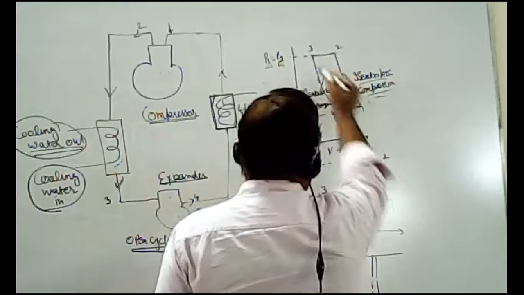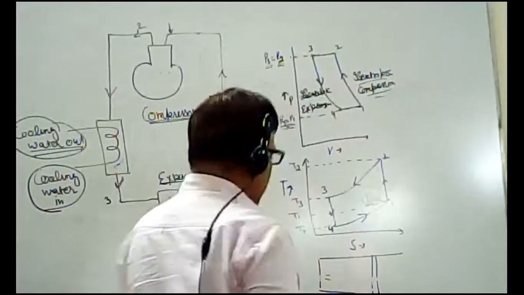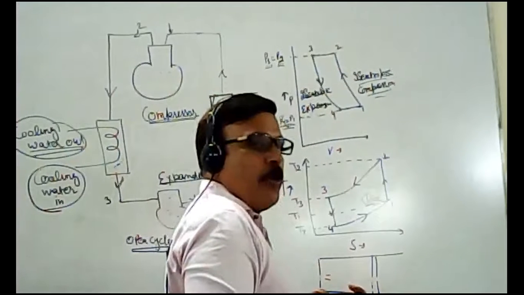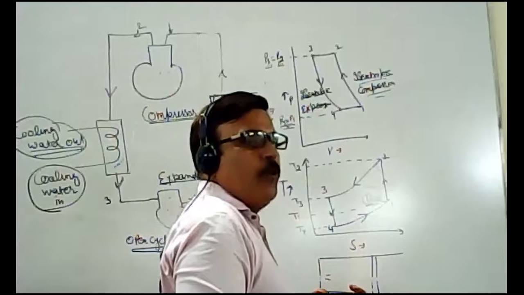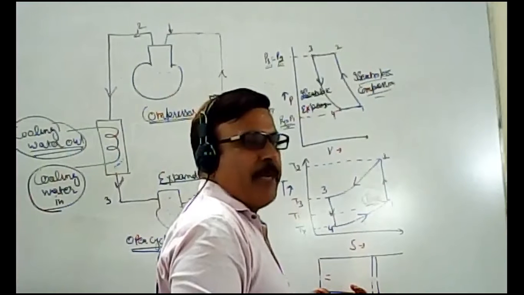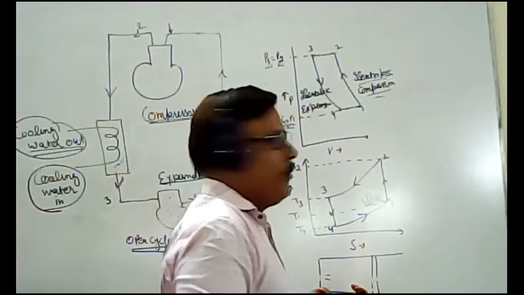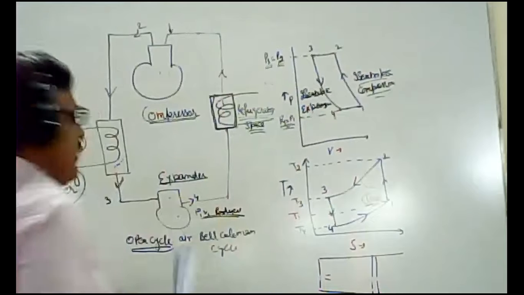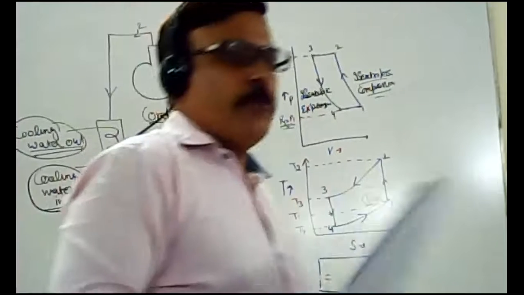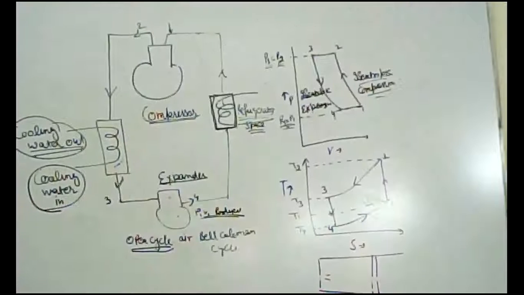Then 3 to 4 is during expansion. What will happen? During expansion, your specific volume is going to increase, and pressure and temperature both are going to reduce. Okay, so this is all about the Bell-Coleman cycle. First of all, everybody must draw this figure. Then I am going to explain the derivation.